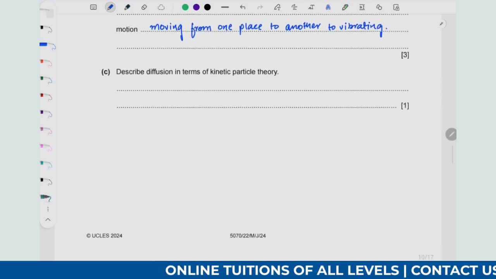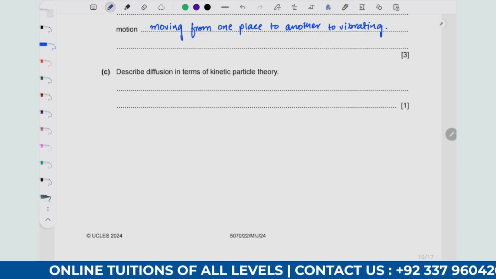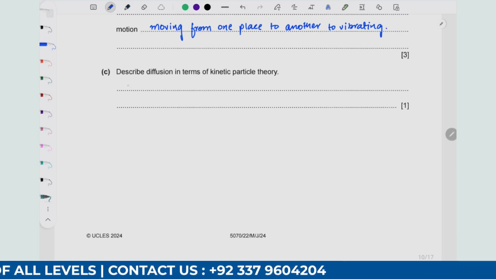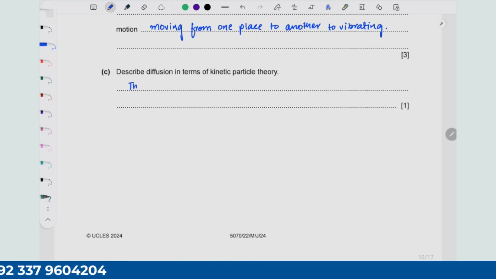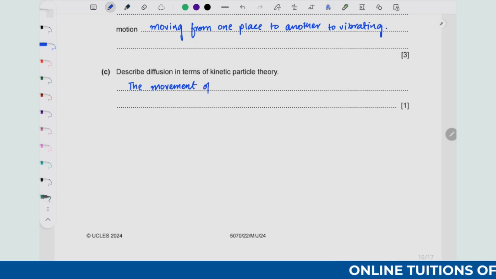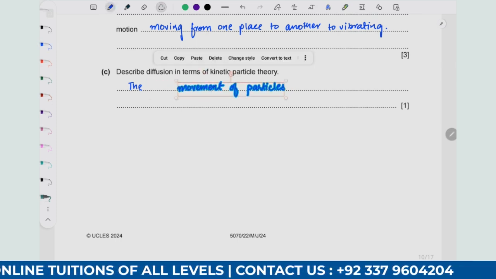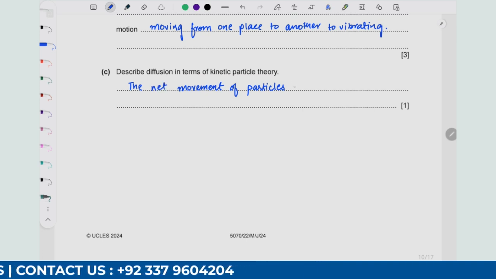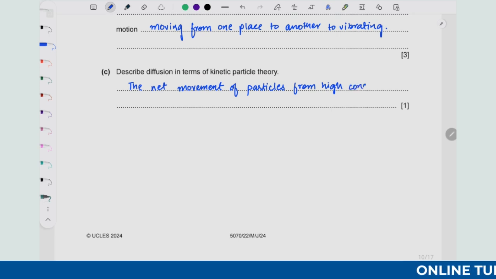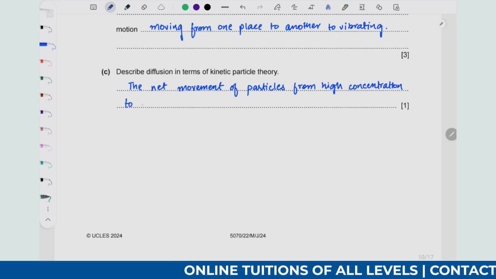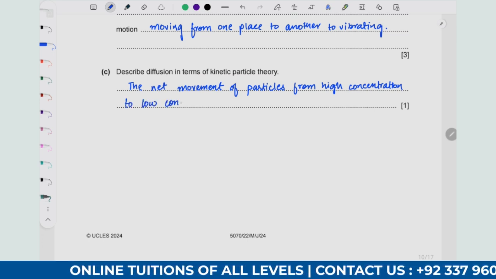Part C asks, describe diffusion in terms of kinetic particle theory. So we know it is the movement of particles, or basically the net movement of particles from high concentration to low concentration.